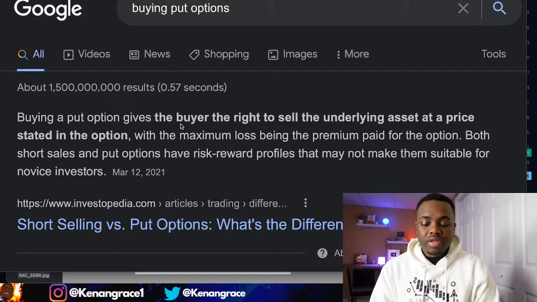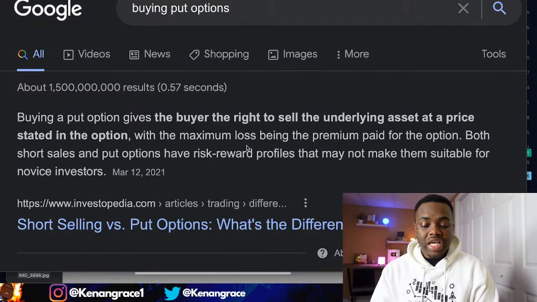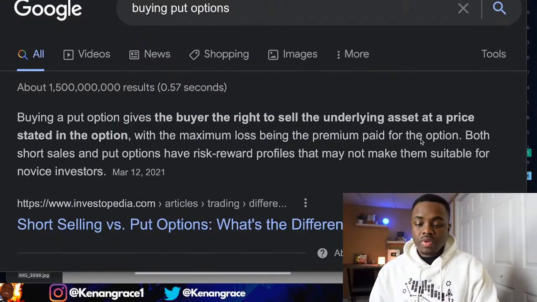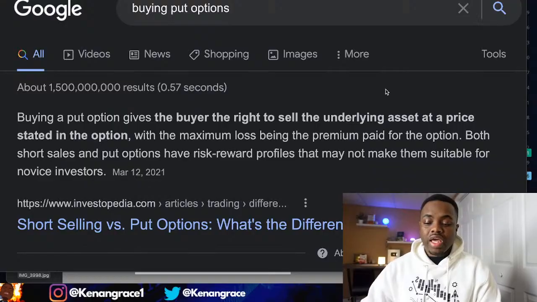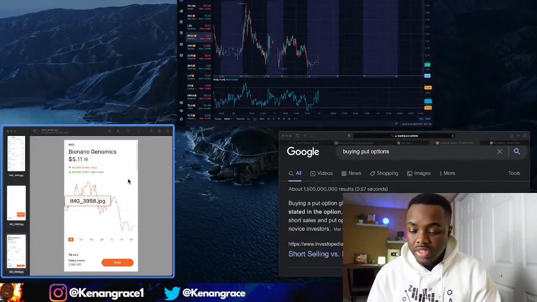Now let's go through it once over clean. Buying a put option gives the buyer the right to sell the underlying asset at a price stated in the option, with the maximum loss being the premium paid on the option. Remember, all options have the risk of running to zero. I just want you to know the risk. And again, make sure that you are managing your options well.